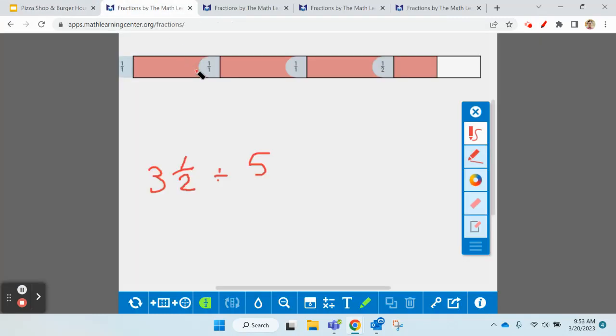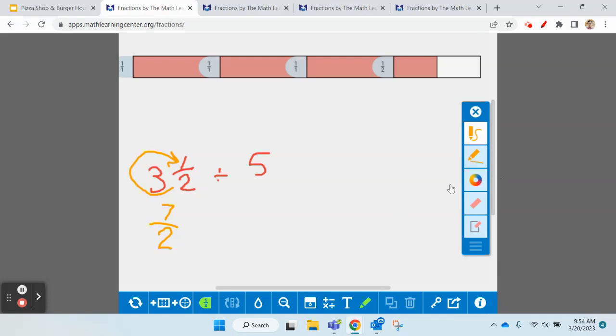This time I decided to use the bars, and what I did was I made separate bars and I connected them. So you can see the 3 wholes and then a half. So we're dividing 3.5 by 5. When we divide, we're going to have to do the around the world if we can. So let's go ahead and do this. 2 times 3 is 6, plus 1 is 7 halves.